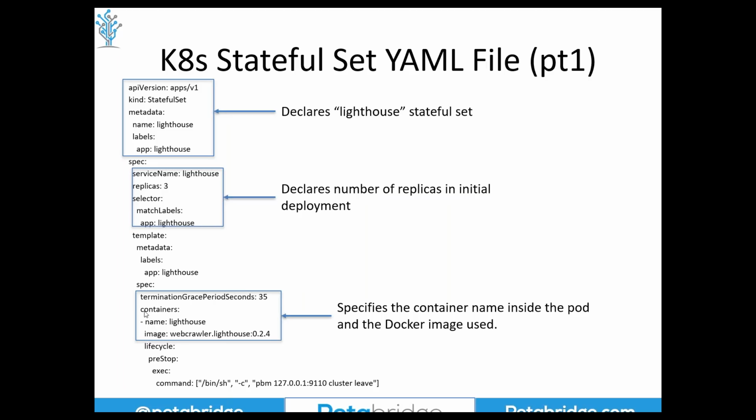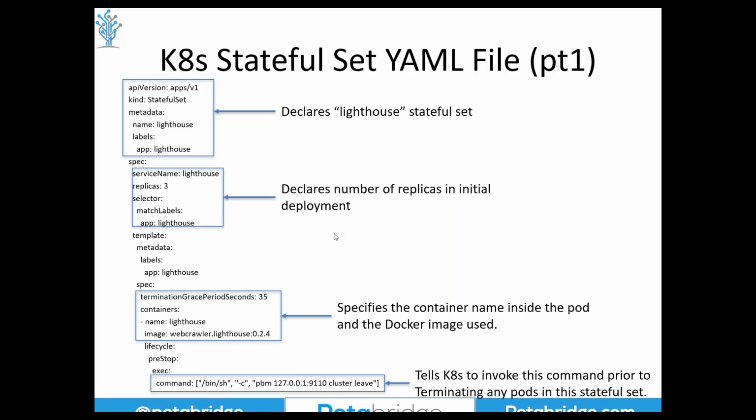And then down here in the spec, we specify all the different Docker containers that are going to be running inside this pod. In our example, we're only running 1 container inside each pod. And we're going to say this container is going to be called Lighthouse. This is the Docker image we're going to use. If we're going to use, by the way, a private image repository, we would probably want to have the URL of that private repository here in front of the Docker image. And then we specify the tag that we're going to use.